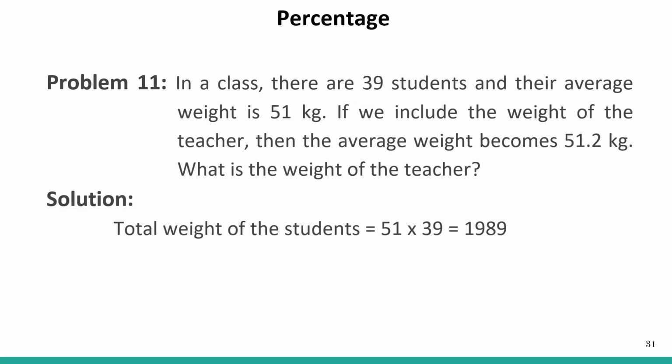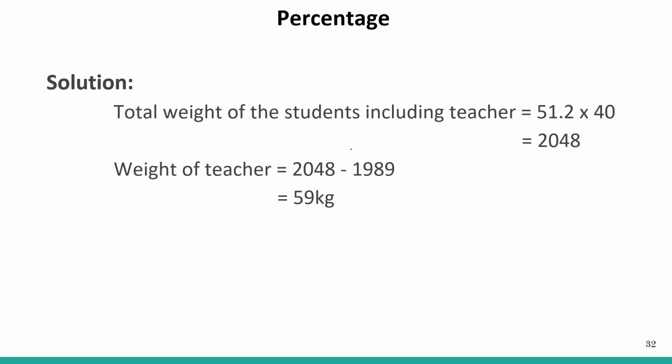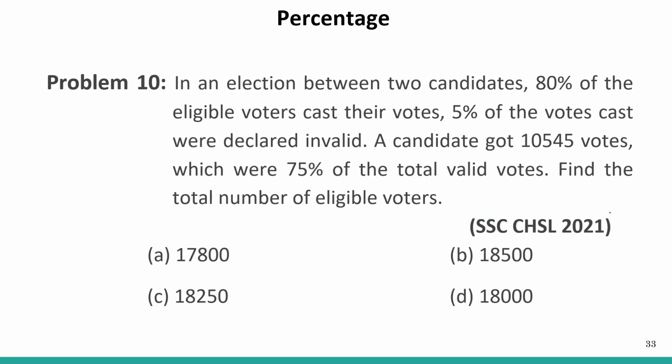So the total weight of the students is 51 into 39, that is 1989. The total weight of the students including the teacher is 51.2 into 40, that is 2048. Subtracting the amount previously calculated, what we arrive at is 59 kg. So the weight of the teacher is 59 kg. Now let's see problem number 10.